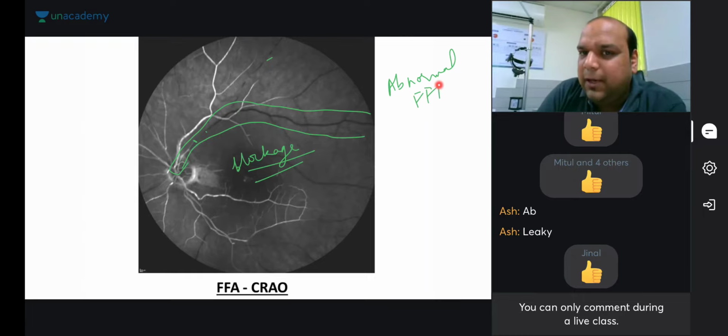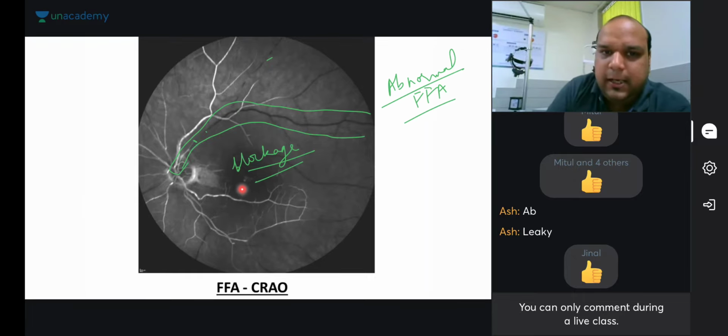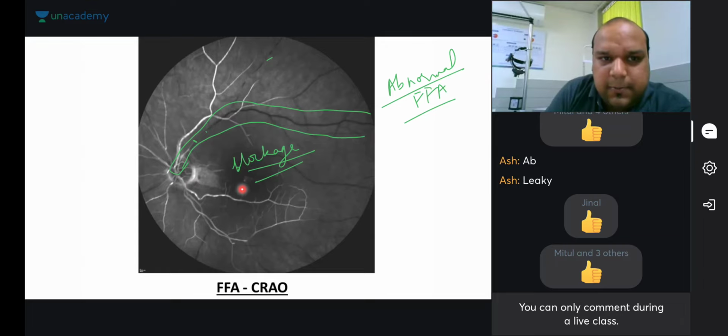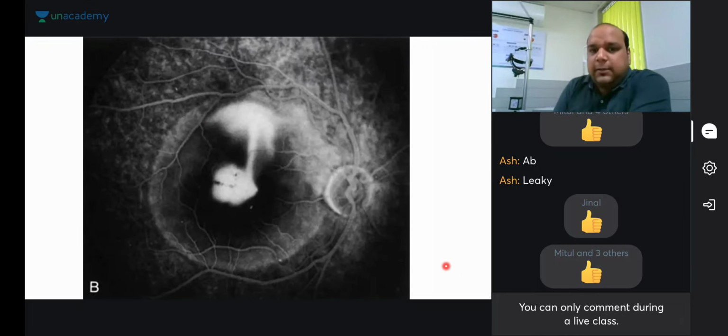So I hope you understand how abnormal FFA works in terms of vessel. Now, if I bring up the last image for you on screen, how to see the vascular pathologies, I'll just show you a simple image. Everybody, I don't want the diagnosis again. I don't want your diagnosis. I just want you to know whether it is normal or abnormal right now.